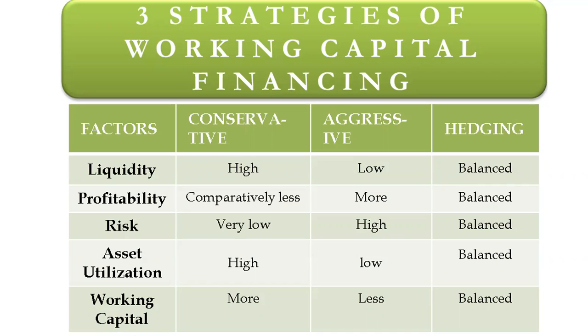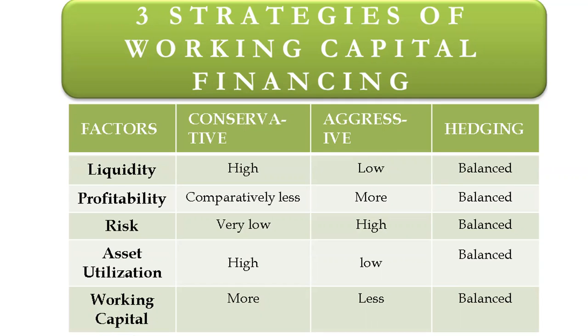Liquidity is high in case of the conservative approach. In the aggressive approach, liquidity is low. Then in case of hedging or matching, it is balanced. Then profitability. Profitability is low in case of conservative, and in the aggressive approach it is more because the risk is taken. Only short-term financing is used to finance both the permanent and temporary working capital. Then hedging, it will be balanced.